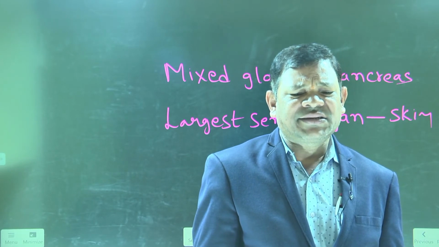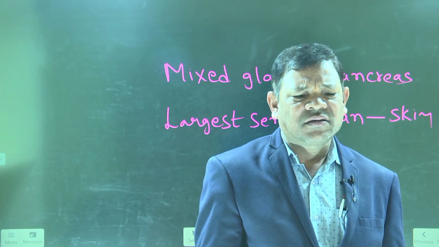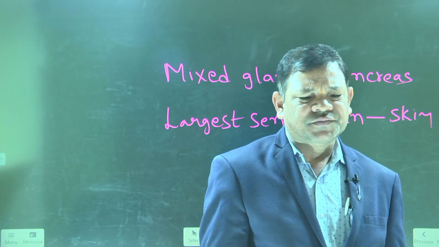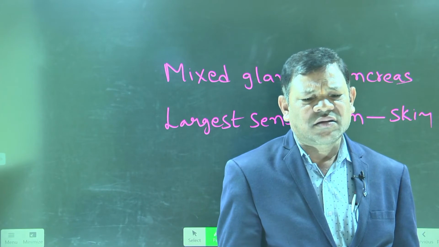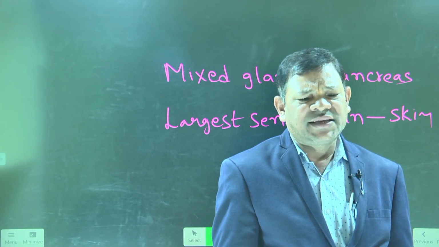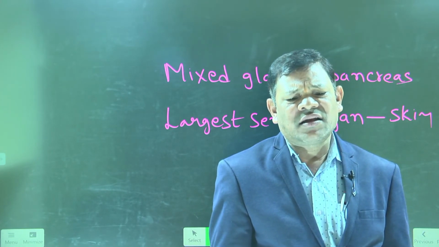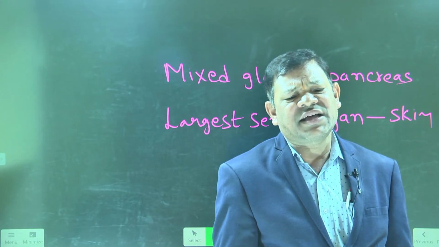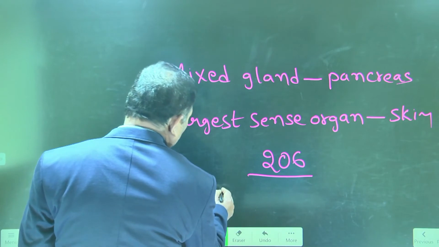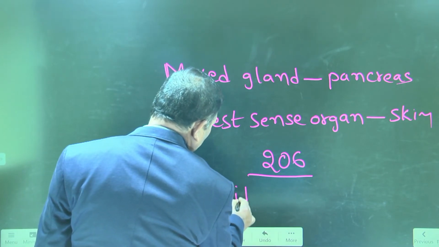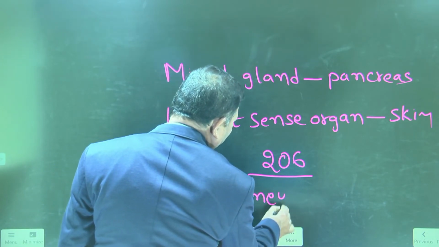Okay, what are the excretory organs? The excretory organ is the kidneys.